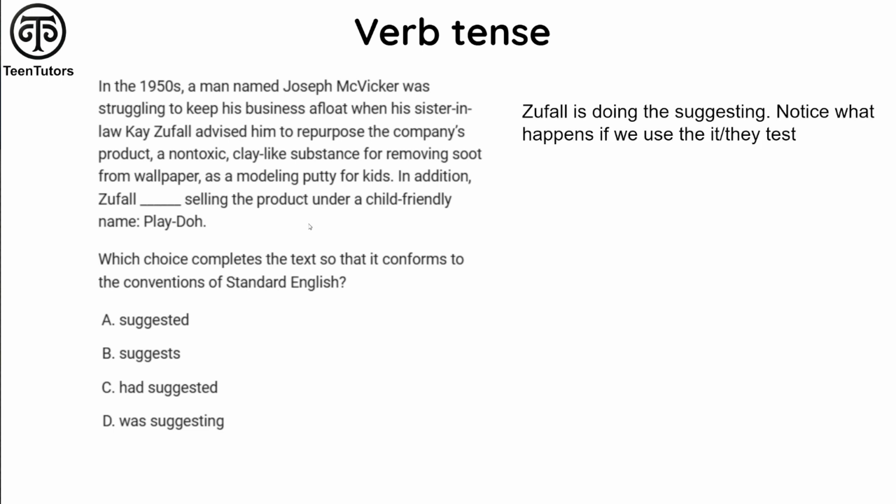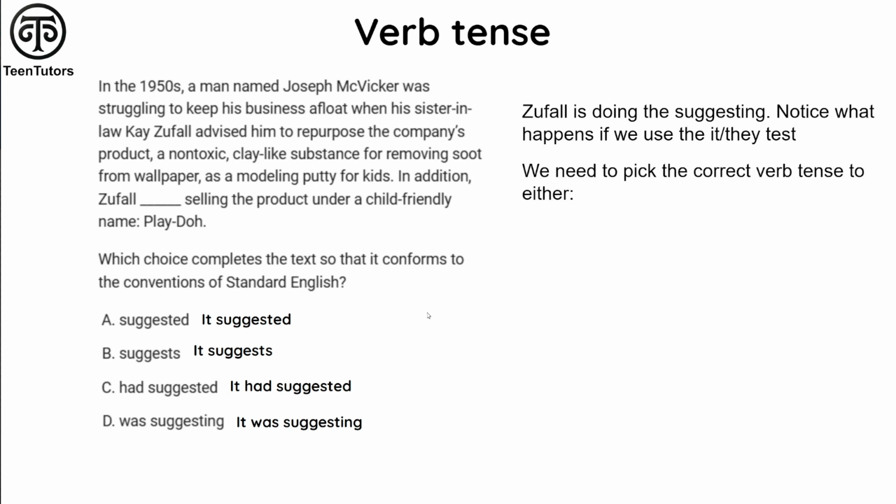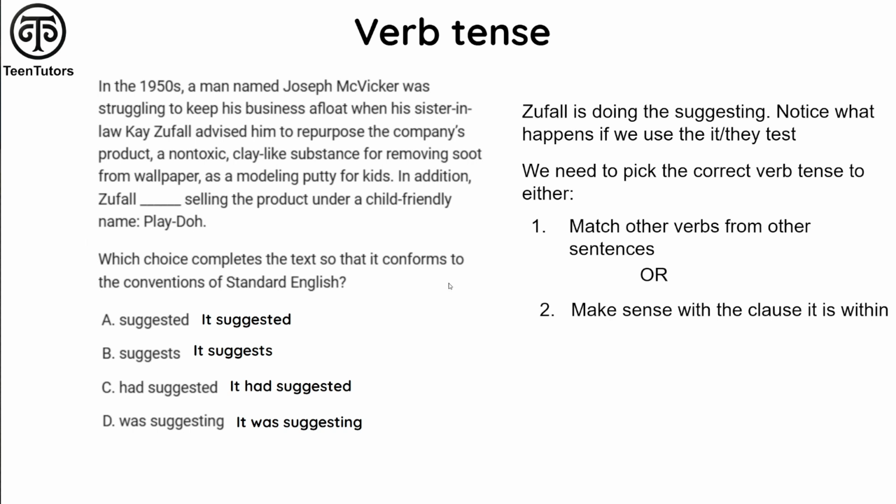So look at what happens if we do use the it-they test. So we would say, okay, it suggested, that works. It suggests, that works. It had suggested, that works. It was suggesting, that also works. All four of these work. So we need to say, okay, we need to pick the correct verb tense that's going to do one of the following two things. One, it's either going to match verbs from other sentences, right? So if one said arrived, we're going to use suggested, right? That matches up. If one says arrives, we're going to use suggests, and so on. Or it needs to make sense within the clause that it is in, right?